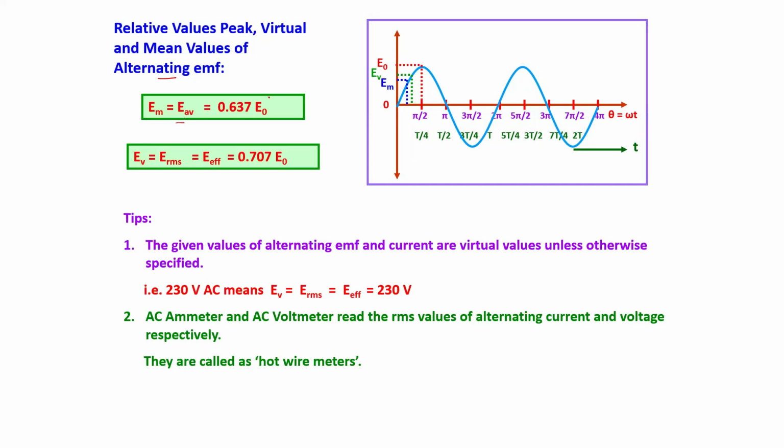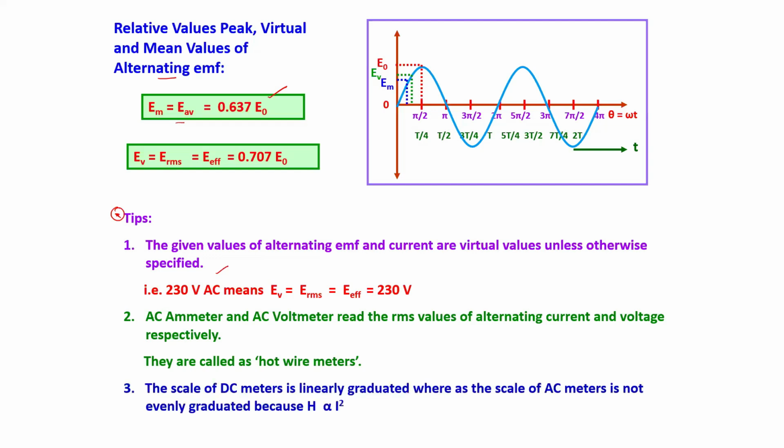So here you have to keep two things in mind. First one, when the given value of alternating EMF or current are virtual values unless otherwise specified. For example, for AC value, we can keep always the RMS value, effective value, as 230 volt. And it's known that AC ammeter and AC voltmeter read the RMS value of alternating current and voltage respectively. They are also called hot wire meters.